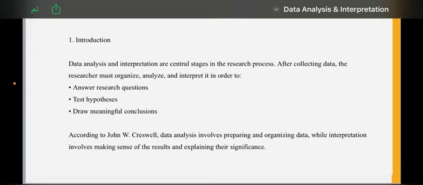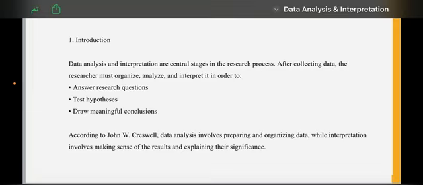According to John Creswell, data analysis involves preparing and organizing data, while interpretation involves making sense of results and explaining their significance. So we can say data analysis and interpretation are a foundational stage in the research process. They enable researchers to transform raw data into meaningful, useful information.